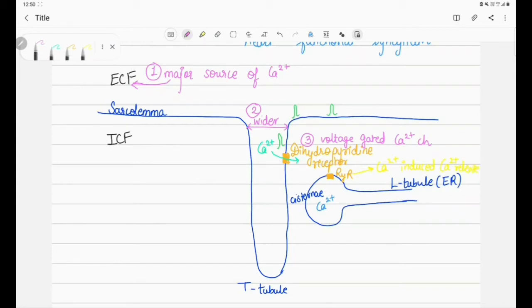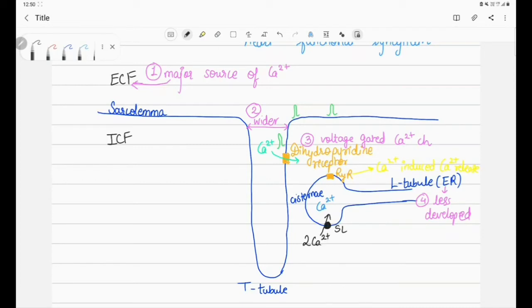Now after this calcium is released, there is the power stroke. Everything is done, contraction is done. For relaxation, the calcium should be pumped back inside. Now the fourth difference in cardiac muscle is that these L tubules are less developed.